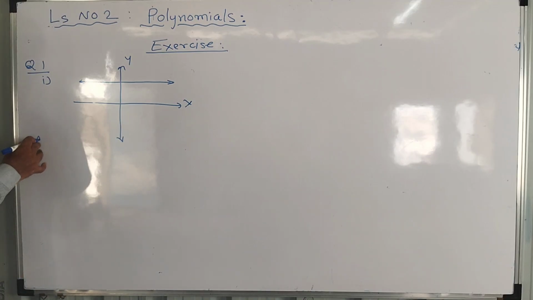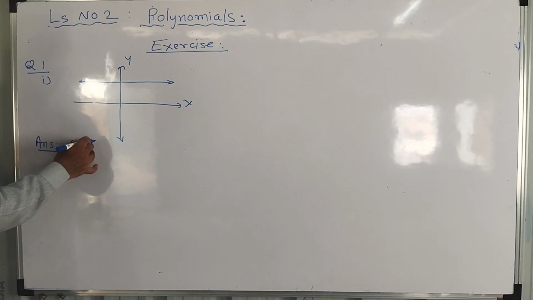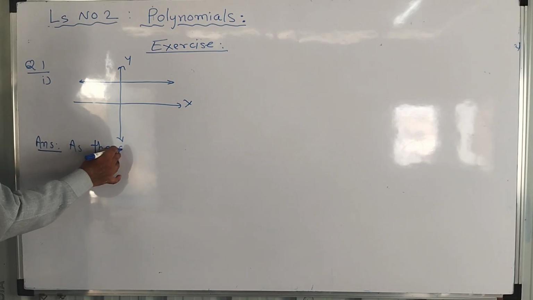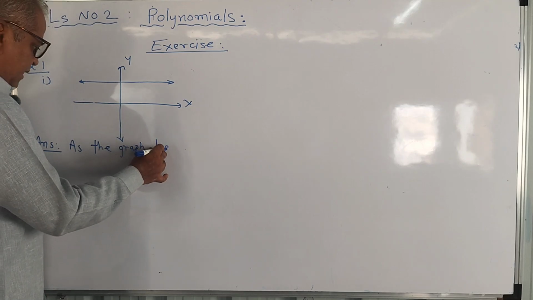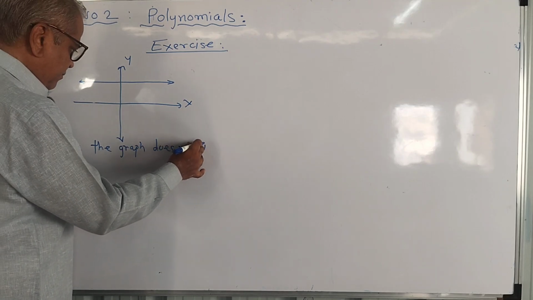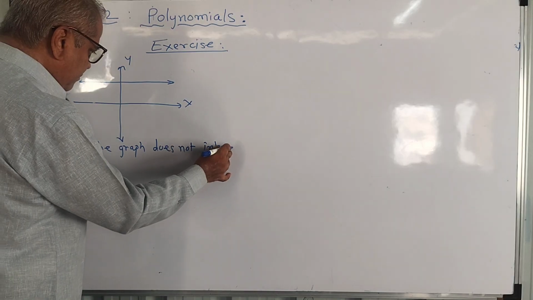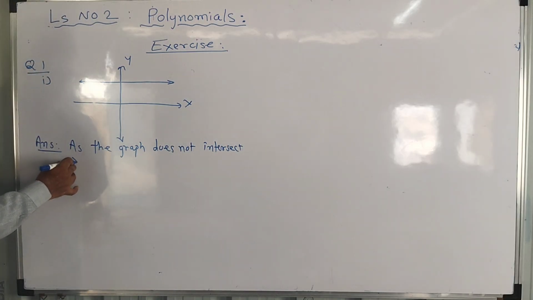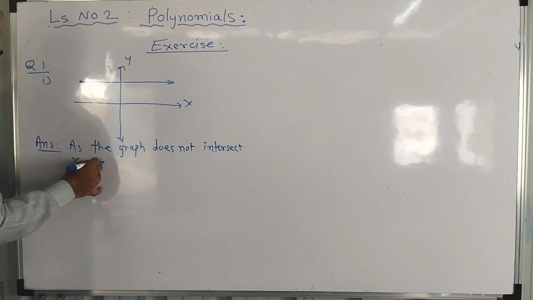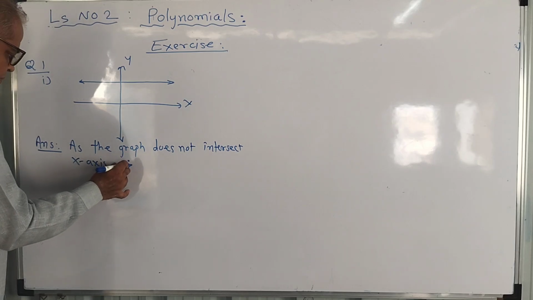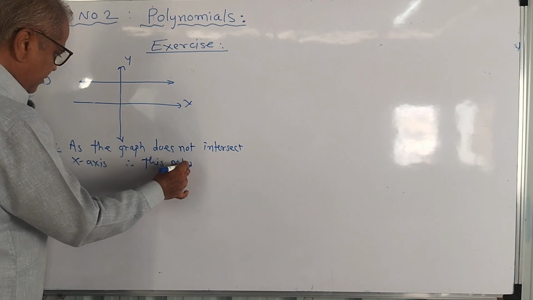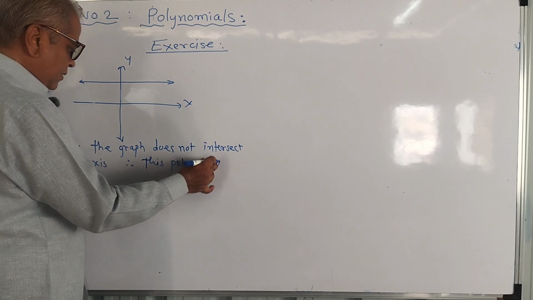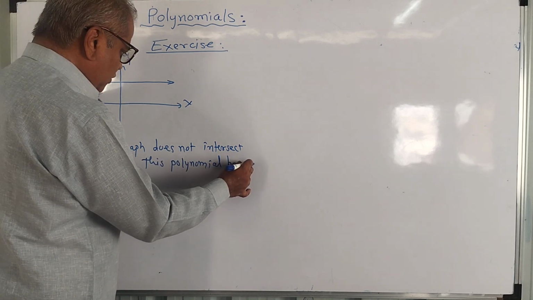So how to write the answer? As the graph does not intersect the x-axis, therefore this polynomial has no zeros.